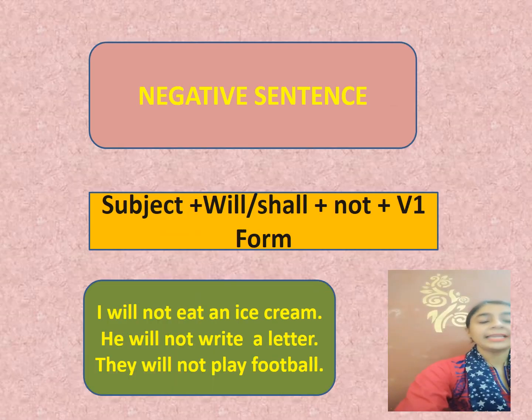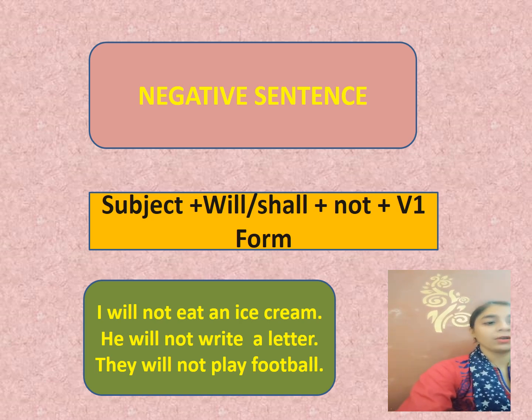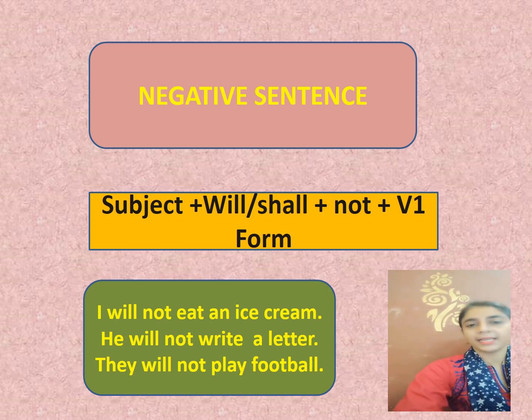Children, to make a negative sentence in future tense, we use the subject with will not or shall not, and after it, the first form of the verb is used. For examples, I will not eat an ice cream. He will not write a letter. They will not play football.